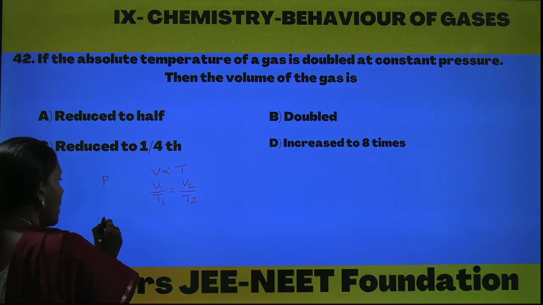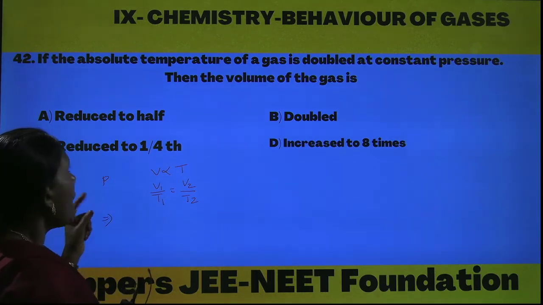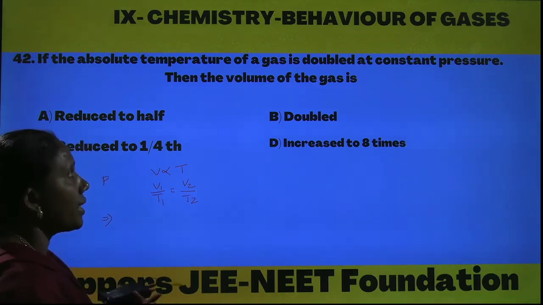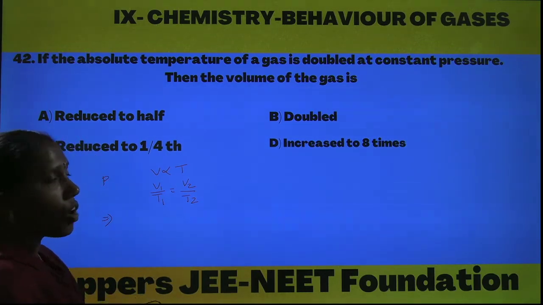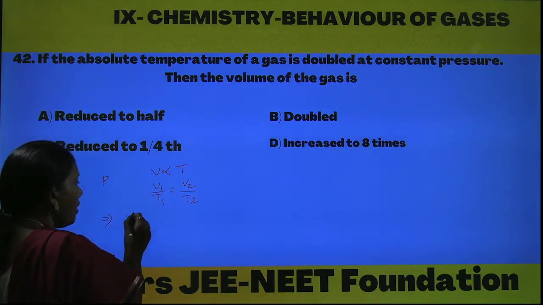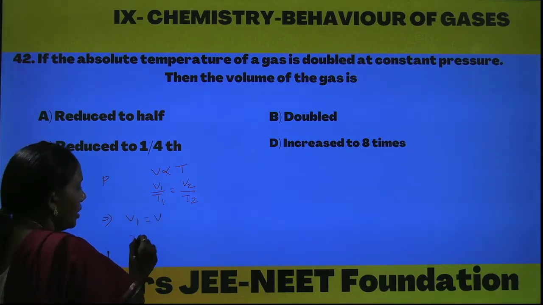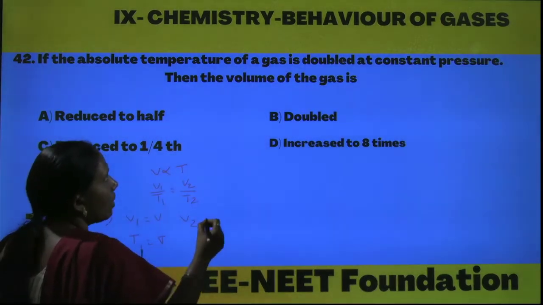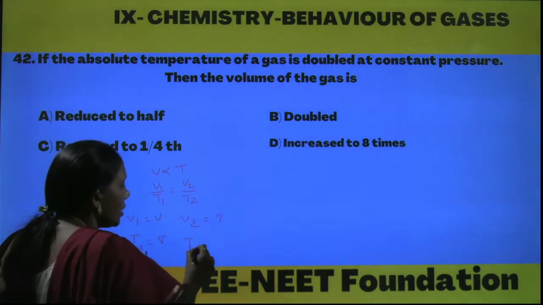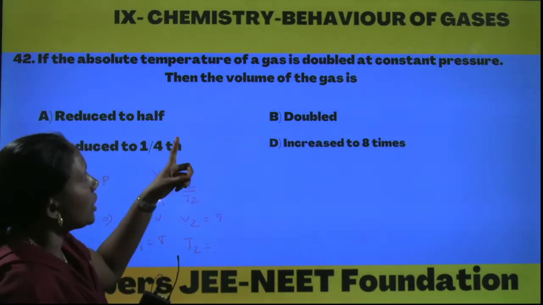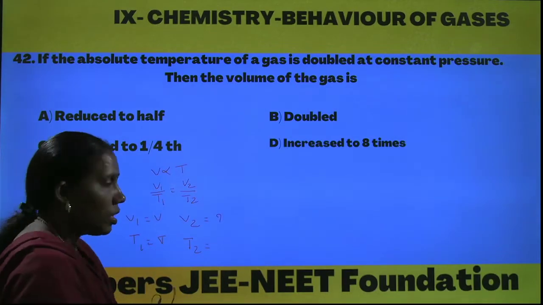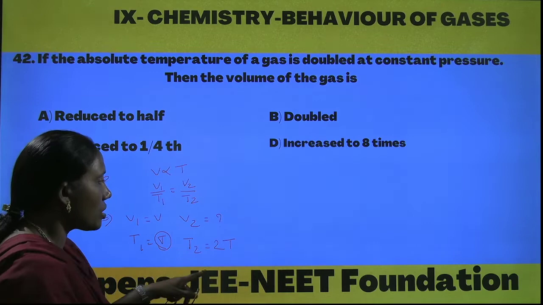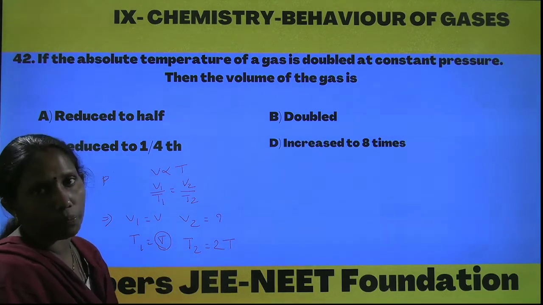And now what is the data given? If the absolute temperature of a gas is doubled at constant pressure, then the volume of the gas will be... V1 equal to V, T1 equal to T. Then V2 we have to find. T2, the absolute temperature of a gas is doubled, means T becomes 2T. When temperature is doubled, then what about the volume? He is asking the relation.